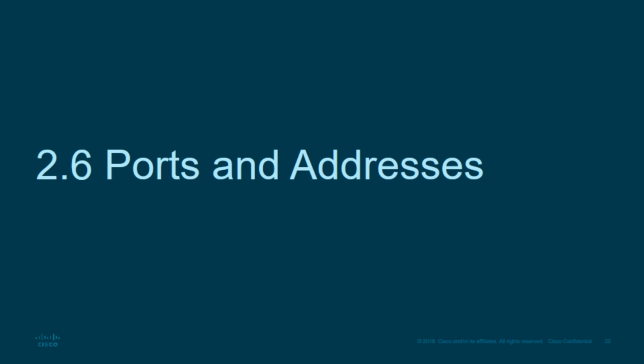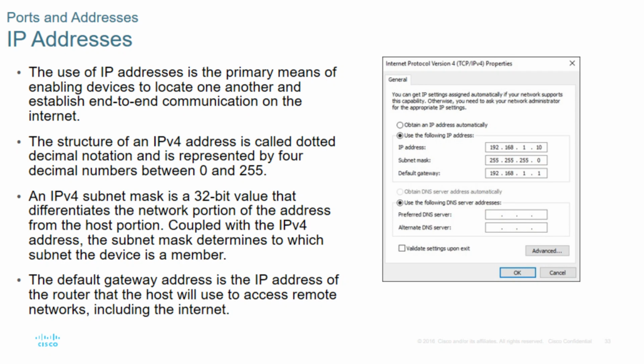Now, ports and addresses. Okay, you have performed a basic device configuration. The fun is not over yet. If you want your end devices to communicate with each other, you must ensure that each of them has an appropriate IP address and is correctly connected. You will learn about IP addresses, device ports, and the media used to connect devices in this topic, right?